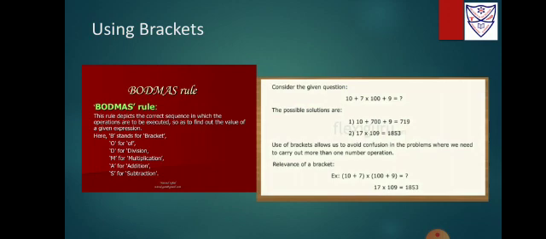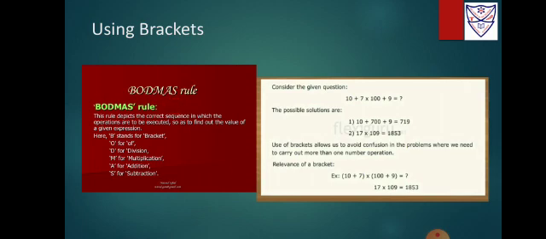Students, before using brackets, let us understand the BODMAS rule. What is the BODMAS rule? B means bracket, O means of, D means division, M means multiplication, A means addition, S means subtraction. So we have to follow this rule. First of all, the numbers in brackets are solved, then the of sign, then division, then multiplication, then addition and subtraction.